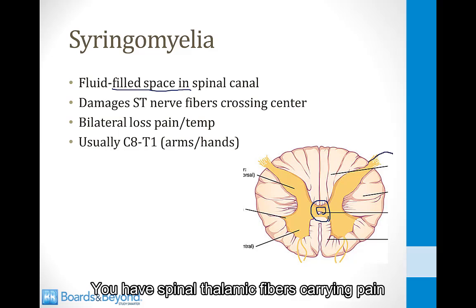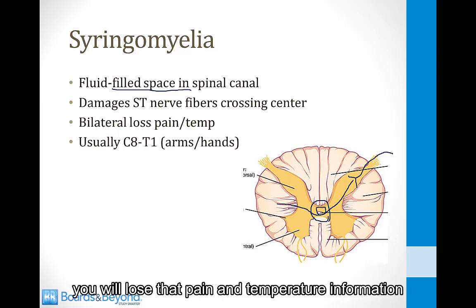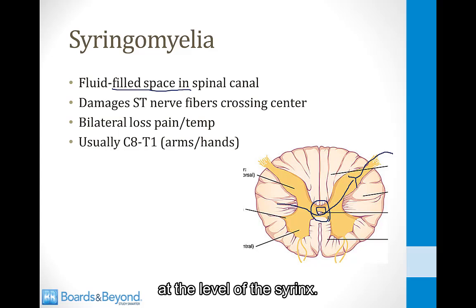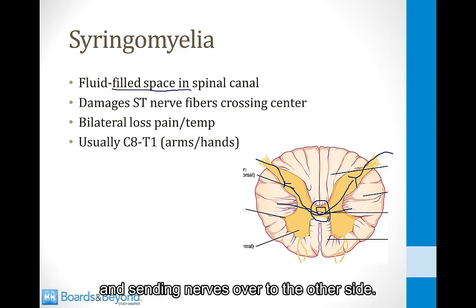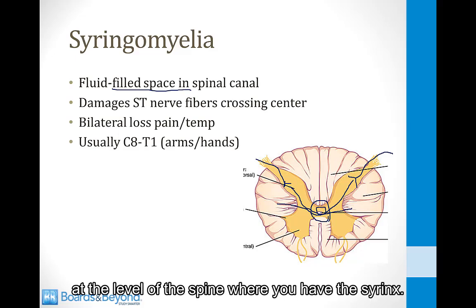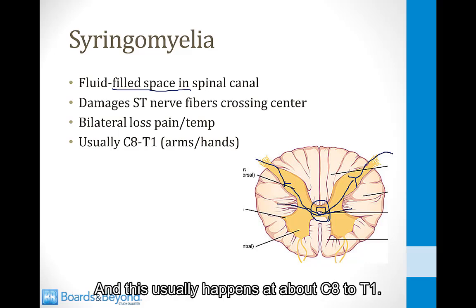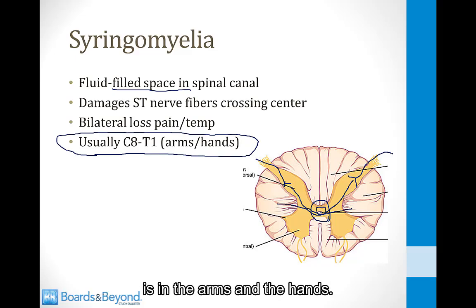You have spinothalamic fibers carrying pain and temperature information coming into the dorsal horn and synapsing. The second neurons then cross right in front of the spinal canal over to the other side to ascend. So when you damage that area, you will lose that pain and temperature information at the level of the syrinx, and that's what we call the cyst, a syrinx. You would also lose it on the other side because spinothalamic fibers are also coming in here and synapsing and sending nerves over to the other side. So you will lose bilaterally the pain and temperature information at the level of the spine where you have the syrinx. And this usually happens at about C8 to T1, so primarily the loss of pain and temperature sensation is in the arms and the hands.